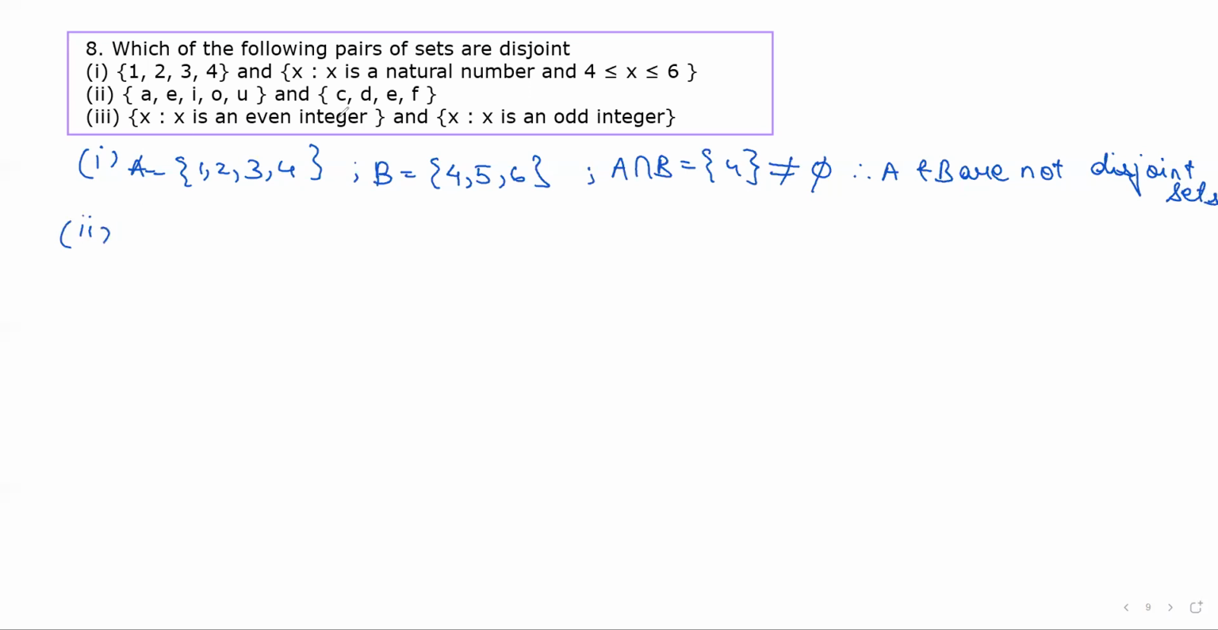Now, both sets are already given. We're calculating A intersection B. Both sets are in roster form. A, E, I, O, U and C, D, E, F. E is common. Element E is common in both. So this is E, not equal to phi. Therefore, A and B are not disjoint.